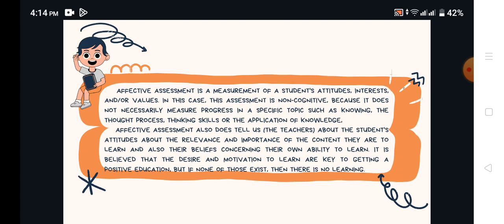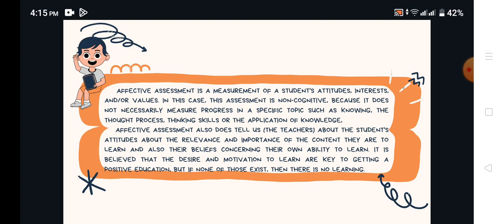Affective assessment also tells us, the teachers, about the students' attitudes about the relevance and importance of the content they are to learn, and also their beliefs concerning their own ability to learn. It is believed that the desire and motivation to learn are key to getting a positive education, but if none of those exist, there is no learning. So as teachers, we do not just measure our students cognitively but also affectively in order for us to assess and determine their future behaviors.